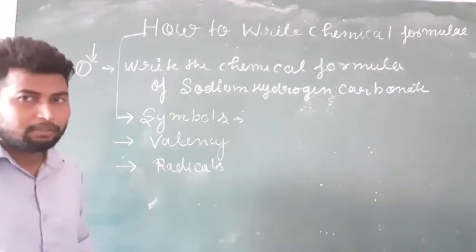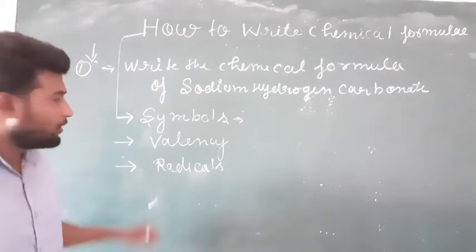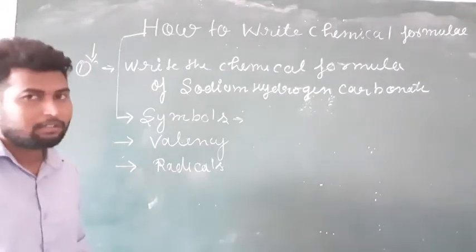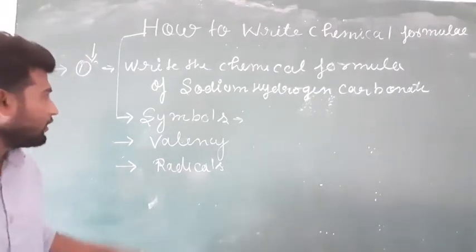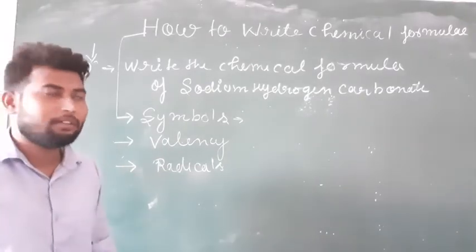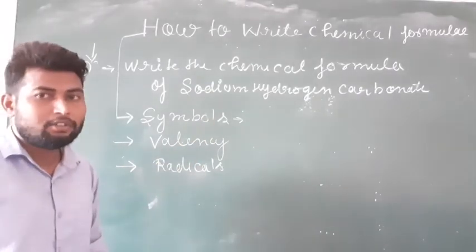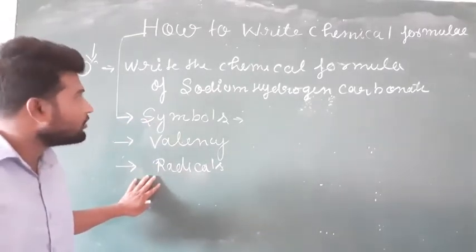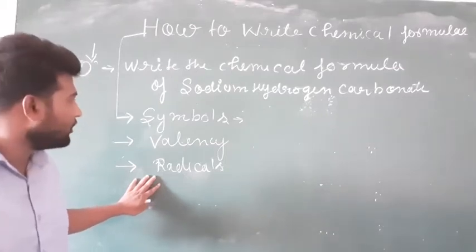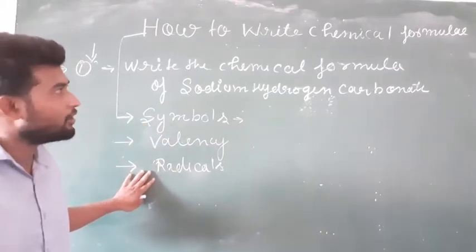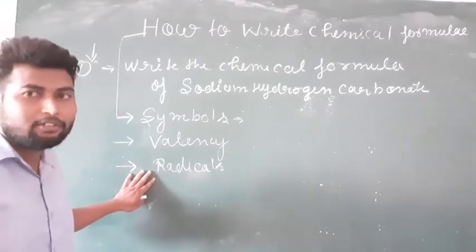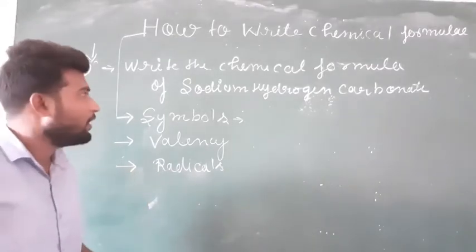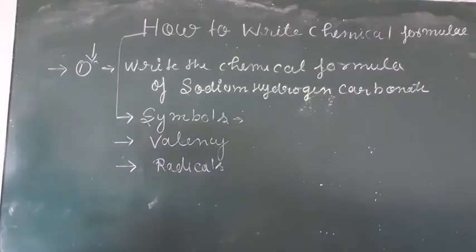So those who have problems in these topics, symbols, valency and radicals, please go through those videos and clear your doubts. Because if you do not know symbols, valency and radicals, then you are not able to write the chemical formula. Those who do not know about them, I request, no need to watch this video first. First go and watch the videos on symbols, valency and radicals. After that, when you watch the video on how to write a chemical formula, you will be able to write it smoothly.